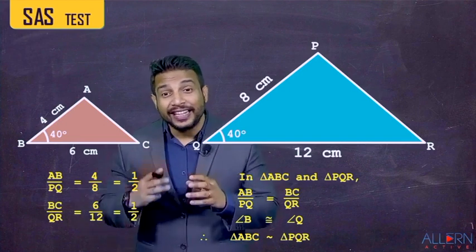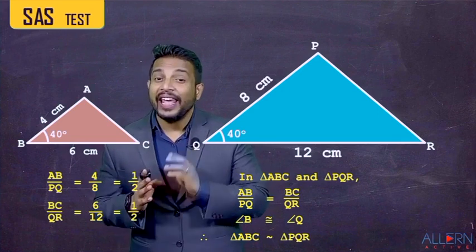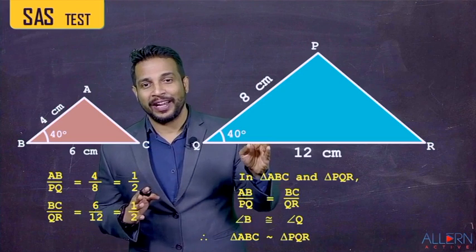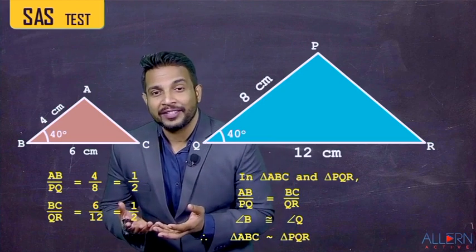So these are the 3 tests which we have learned: AA test of similarity, SSS test of similarity, and SAS test of similarity. By using these 3 tests of similarity, we can prove 2 triangles are similar.